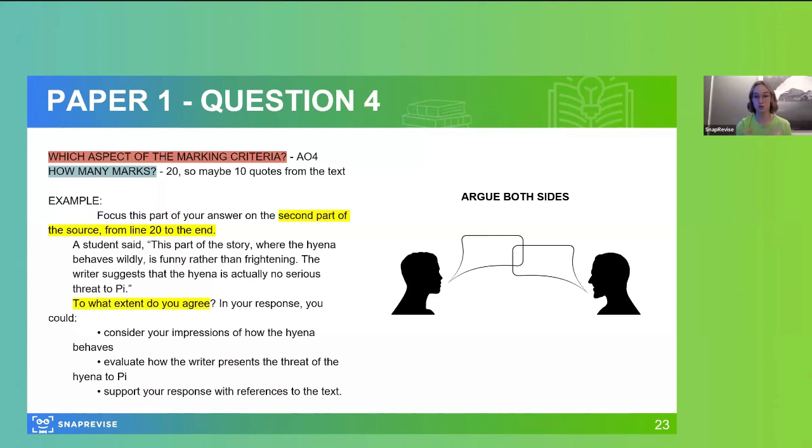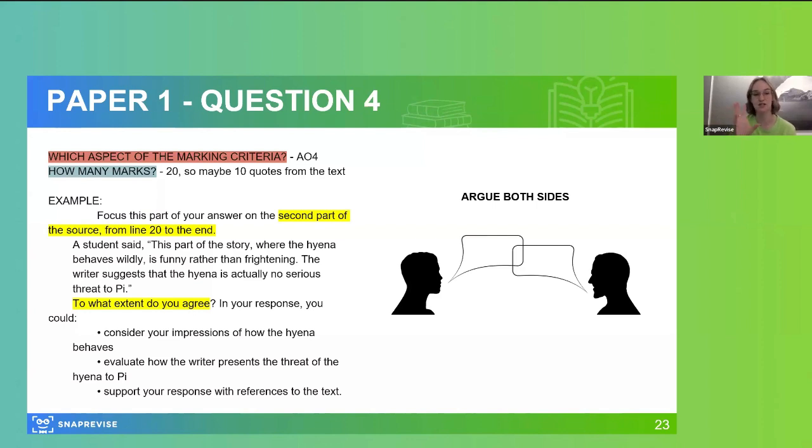Choose whether you, individually, find the hyena more funny or more frightening based on the analysis that you've given. Are there more examples of it being funny than frightening? Are the techniques that are used suggesting that it's more funny than frightening? You have to come to some sort of conclusion based on the analysis that you have provided.